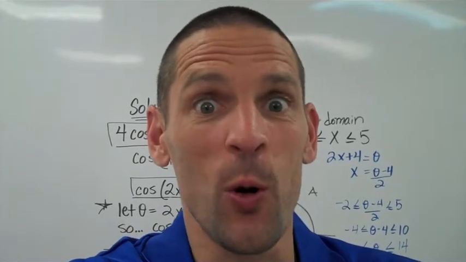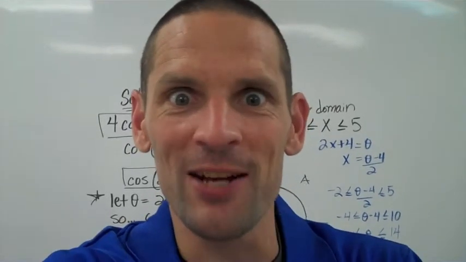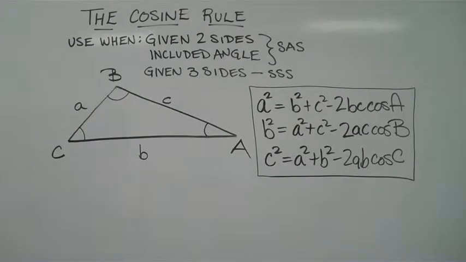In today's lesson, we're going to be talking about the cosine rule. Let's now talk about the cosine rule. When do you use the cosine rule? Whenever you're given two sides and an included angle. If you remember from geometry, that's called side, angle, side, SAS. Or when given three sides, SSS. If that's the case, then you can use the rule.